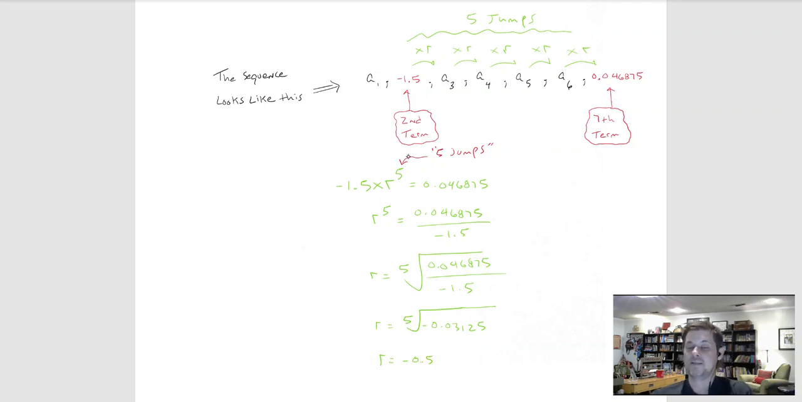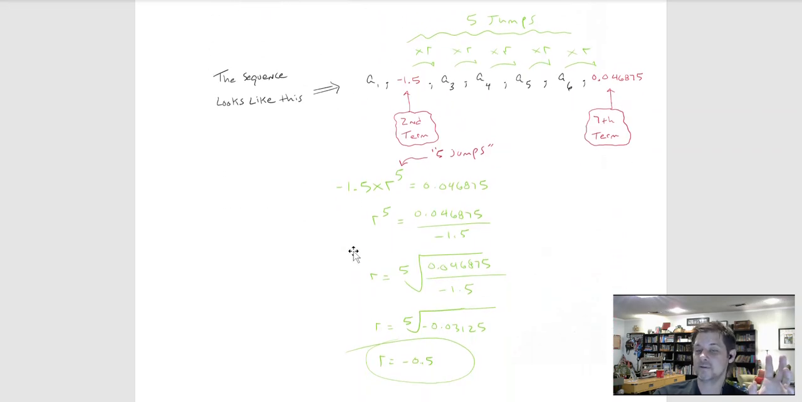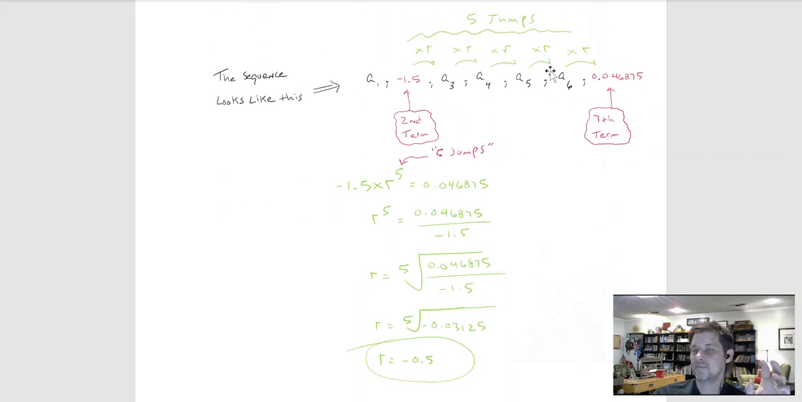Now, that's the number I multiply every term by to get the next one. That's an important number to have if it's a geometric sequence. That's not the end result. This is just a means to an end, because my question is, can you find the sixth term? I want to know the sixth term, that one right there. What's this number supposed to be? Well, think about it. I now know r. I now know the number you multiply any term by to get the next one.